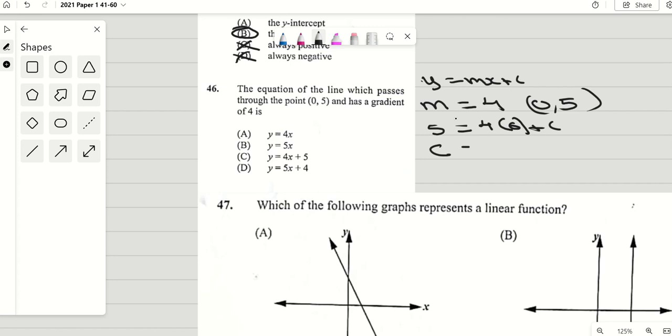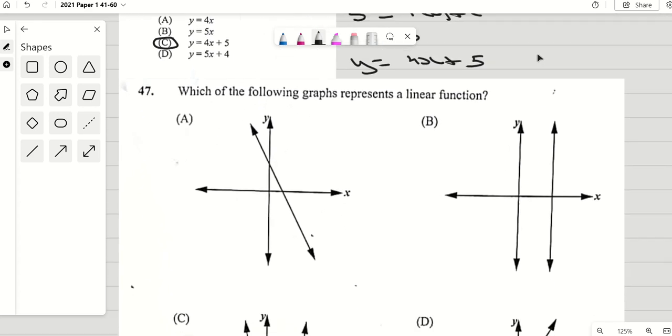So you know c is equal to 5, right? And then you put it back. So y is equal to, instead of m, you're going to put 4. 4x plus, what is c? Or your y-intercept, that is 5. So it is 4x plus 5, which is C. C is your answer for number 46.